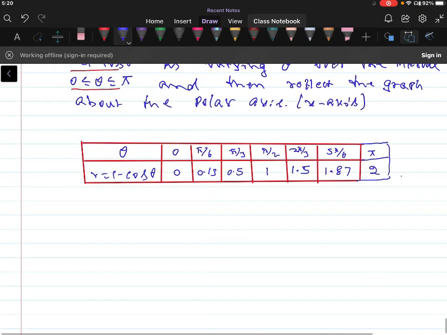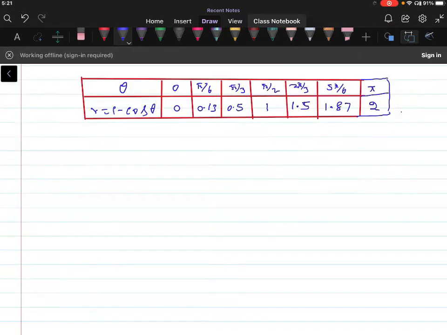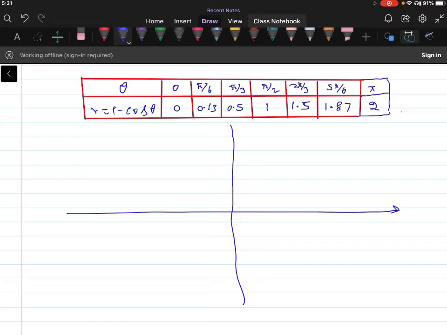So now let us plot the polar curve r is equal to 1 minus cos theta with the help of the table. So let us draw the coordinate system. This is the x-axis, theta is equal to 0, the y-axis is theta is equal to pi by 2, and the negative x-axis is theta is equal to pi. So when theta is equal to 0, the r value is 0, and this is the point.